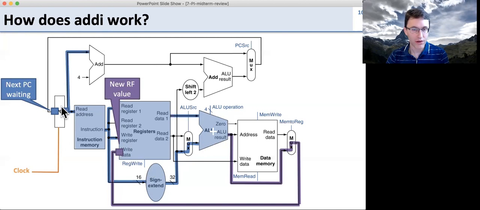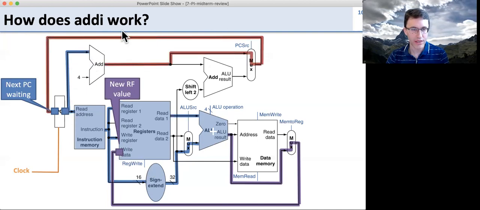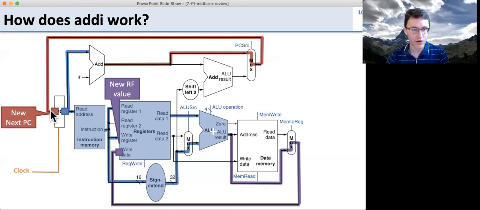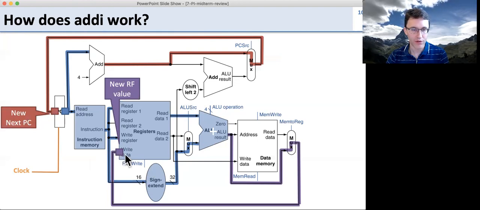At the same time, we're going to calculate the next instruction. So we take our current PC, we add 4 to it, and then this is going to be set up as our next PC because we're not doing a branch. So we're not going to choose the other input here. Now we've got our new PC ready, and we've got our new data for the register file.